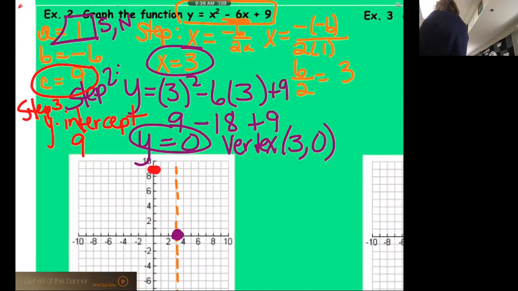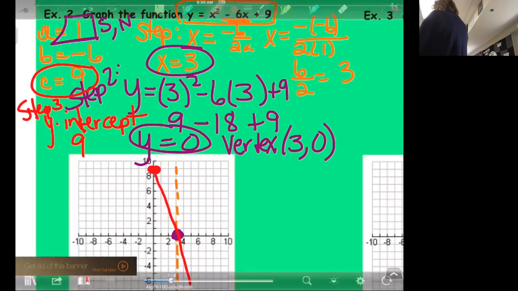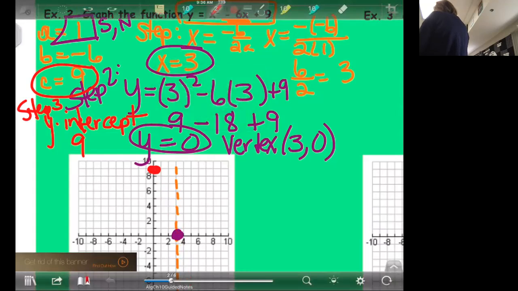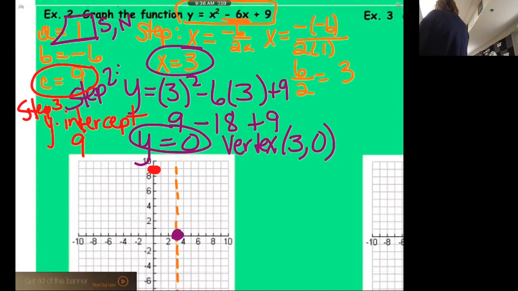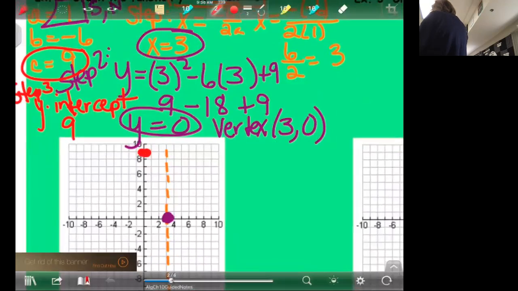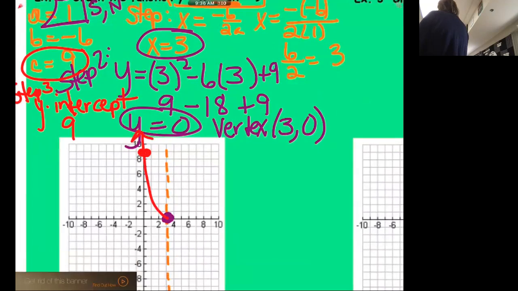Okay, now here's a common mistake. Common mistake says that you do this. That's not right. Always start from your vertex. So the vertex, remember, the reason we checked out the A was that it was a smiley. So it's going to go up from the vertex. And if that's what it looks like on the left side of our graph, guess what the right side is gonna look like? The same thing. Oh, that's not bad.